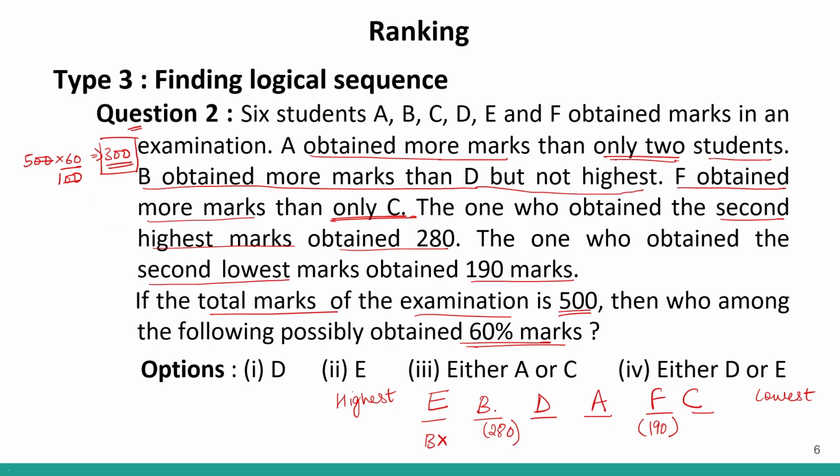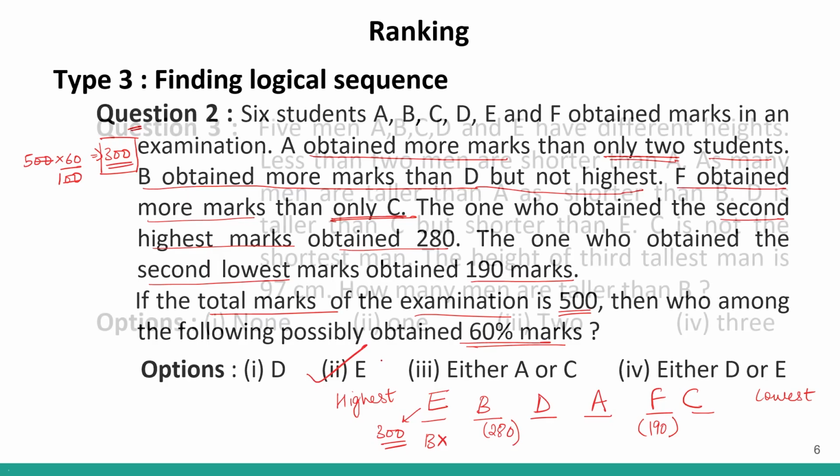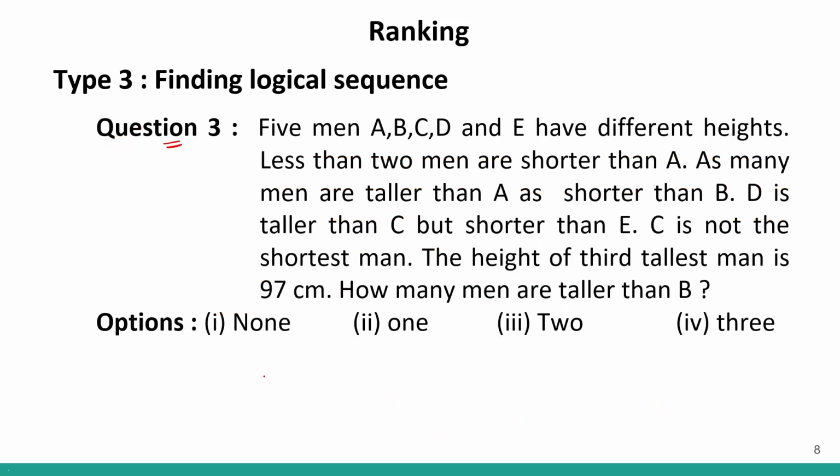Correct? So if B is scoring 280, E will score more than B. Rest, everyone will score less than B. So E is the only person that can score more than B, that is 280. So E is the person who can score 300 marks. Correct? So my answer will be option number 2, E. Clear? Going to question number 3.